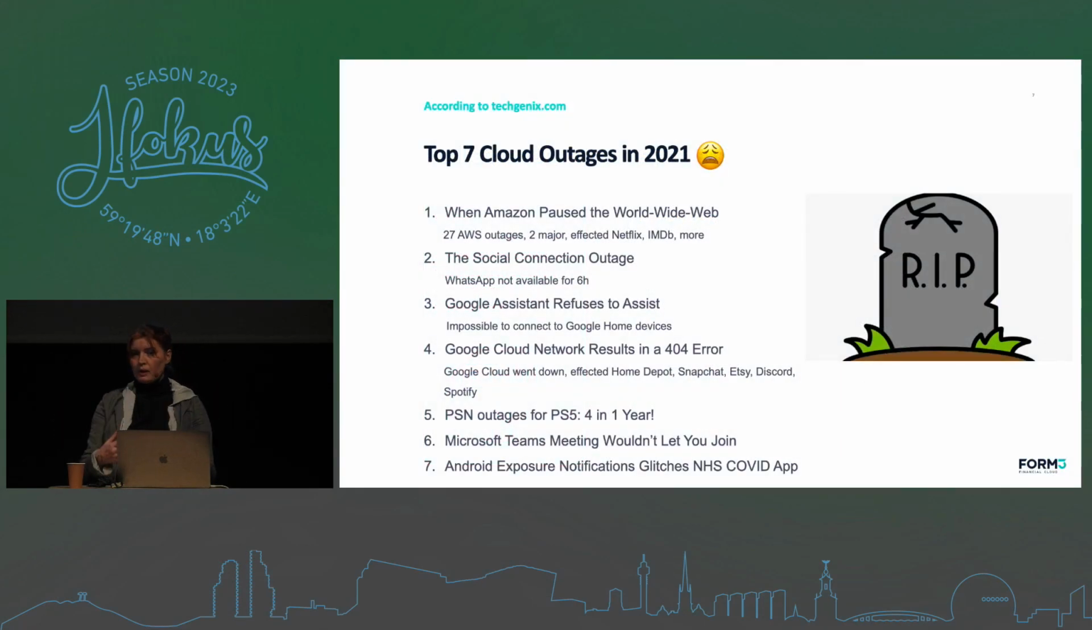So on one hand, we have these high availability needs. On the other hand, we have those cloud outages. When you take a look at the list of top cloud outages in 2021, according to TechGenics, you can see that basically every major player in the cloud market experienced some outage during that time. Do you remember those outages? Any of you were hit with those? Oh yeah, I feel you. I was hit as well.